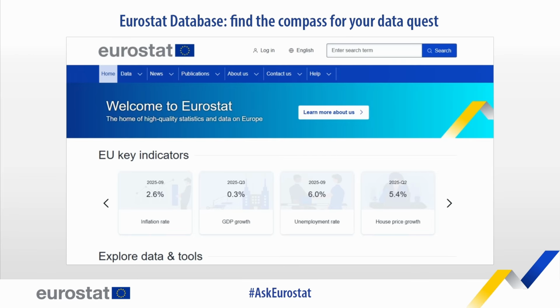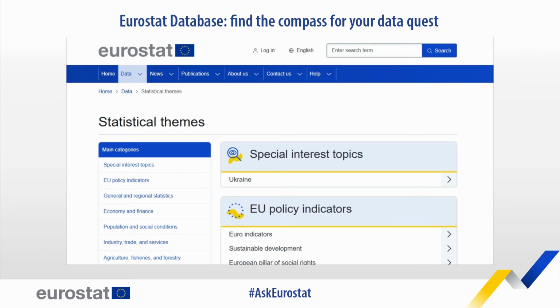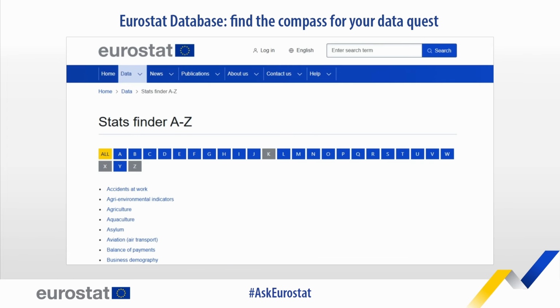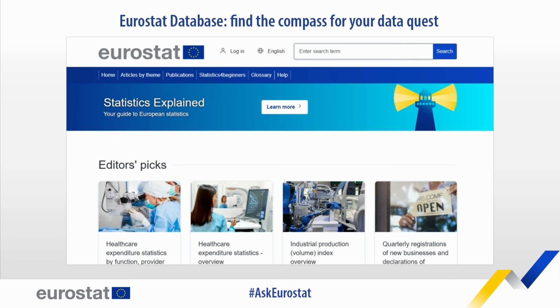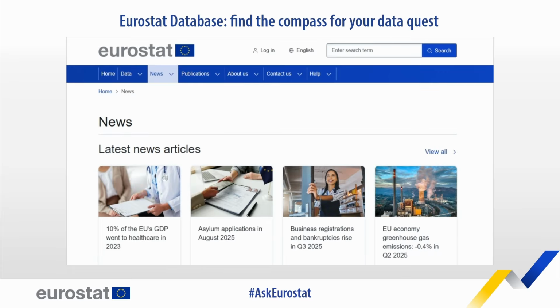For starters, you could choose to explore the database directly by clicking on Database. Or perhaps you're interested in specific topics and prefer to browse the available information by statistical themes. If you prefer to see it all in one alphabetical list, the Stats Finder A to Z might become your entry point. Or maybe you prefer to read about statistical topics presented in an easily understandable way via Statistics Explained. Publications, data visualizations, or even news articles can equally become your entry point to access data published by Eurostat. And of course, how could I not mention our powerful search tools?